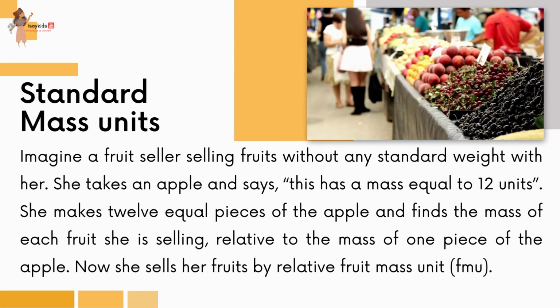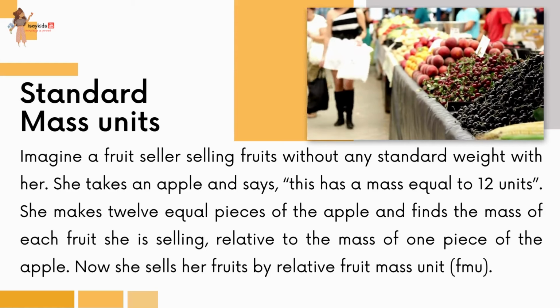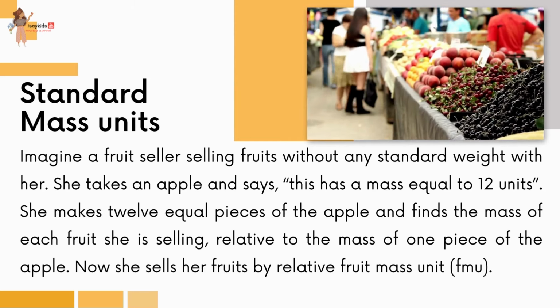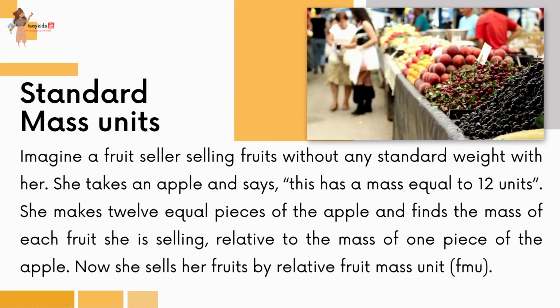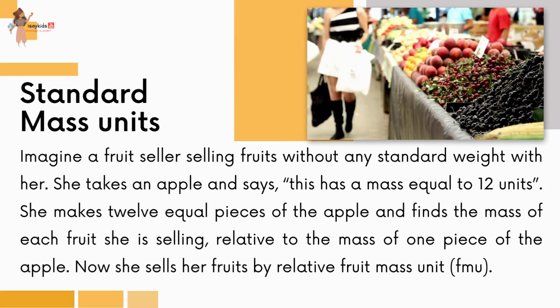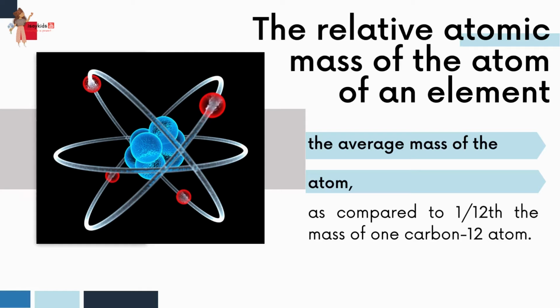Imagine a fruit seller selling fruits without any standard weights with her. She takes an orange and says this has a mass equal to 12 units. She makes 12 equal pieces of the orange and finds the mass of each fruit she is selling relative to the mass of one piece of the orange. Now, she sells the fruits by relative fruit mass units. Similarly, the relative atomic mass of the atom of an element is defined as the average mass of the atom as compared to 1/12 of the mass of one carbon-12 atom.